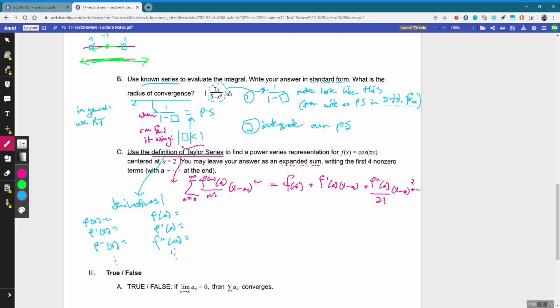And if we were wanting to get our power series in standard form, then we would want to figure out the pattern here: what's the nth derivative of our function evaluated at the center going to be? But actually, since we're just wanting the expanded sum, we don't need that. We can just crank out enough derivatives to get 4 non-zero terms and put them where they go in the formula.